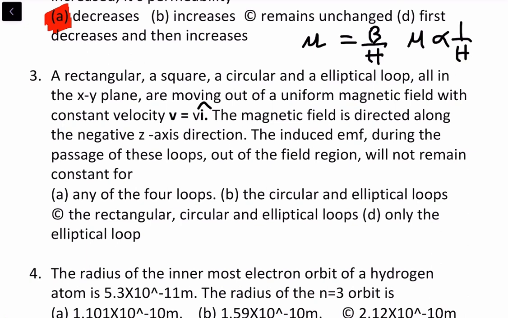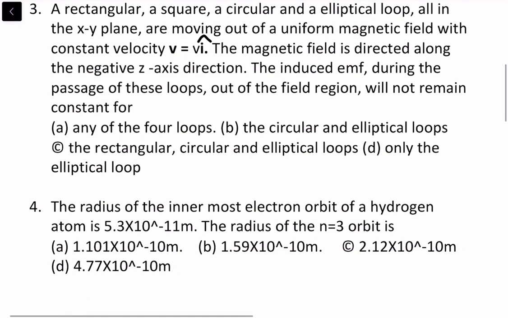Now, if you see here, when the loops are being drawn out of the field, the rate at which the number of field lines cutting through these loops decreases. Whenever the loops are taken out of the field, the rate at which the number of field lines cut through the loops decreases. But for square and rectangular loops, it's constant.